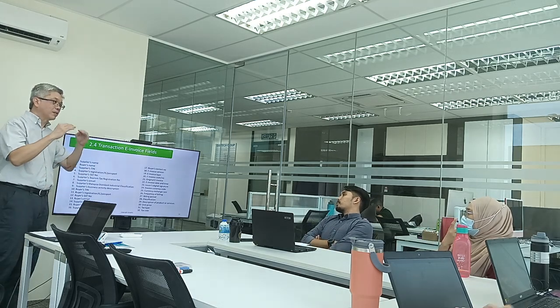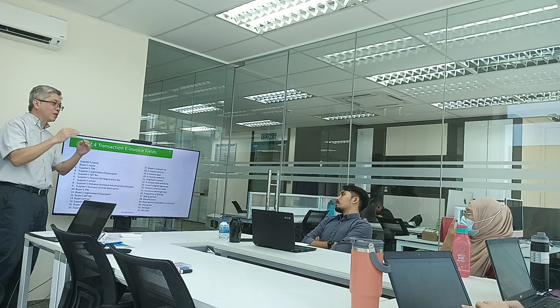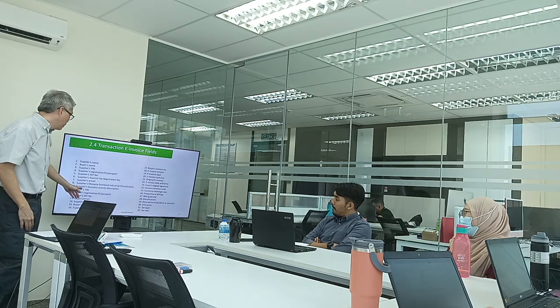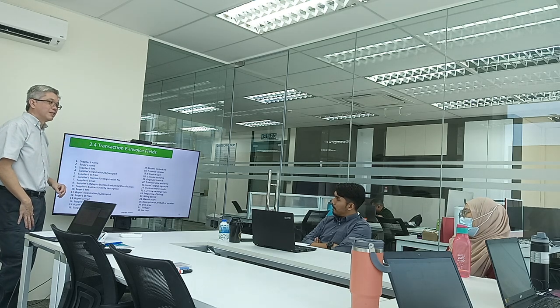MSIC code is actually what you sell. Let's say you're selling oleochemical, they have a certain MSIC. Malaysia Standard Industrial Classification. Then you will have your business activity description.